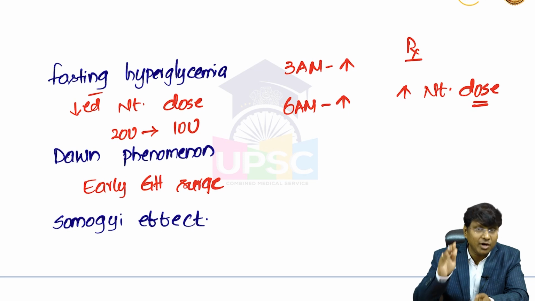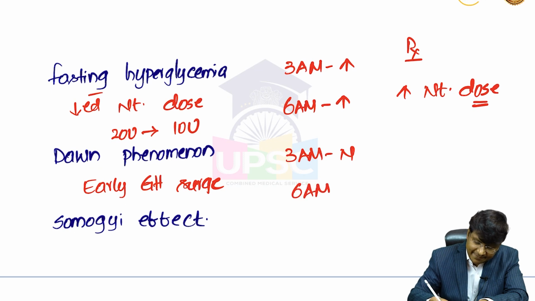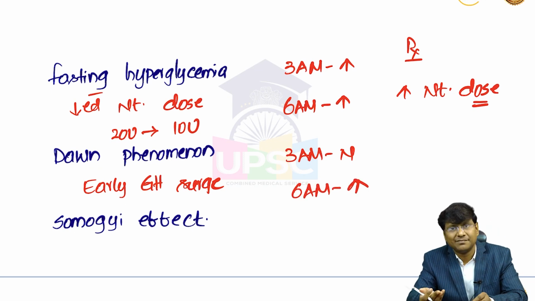So early morning growth hormone surge. That is the reason why in the middle of the night at 3 a.m. they will have normal blood glucose levels. 6 a.m. blood glucose levels will be high, right? So that is what is your Dawn phenomenon.